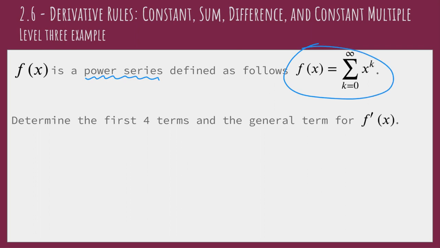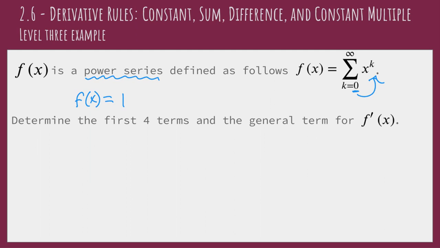And so before we even look at what the question's asking for, I want to write out this sum right here in a notation that's a little bit more familiar to us. So hopefully you understand what the sigma notation here means. And so let's write out some terms for f of x. So what the sum means is we're going to take 0 and plug it in for k. And we get x to the 0 power, and that's just going to be 1.